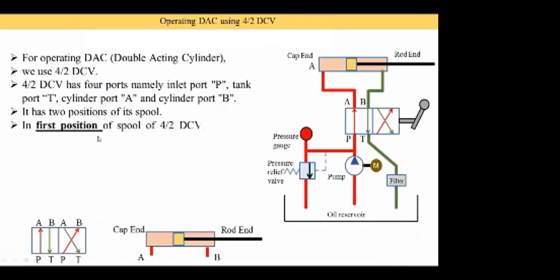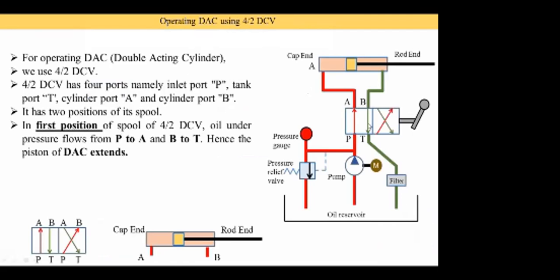Now first we understand what is the first position of the spool. First position means the first square of the directional control valve is connected with the pump and the other components of the hydraulic system. Okay, so this first square is called the first position.